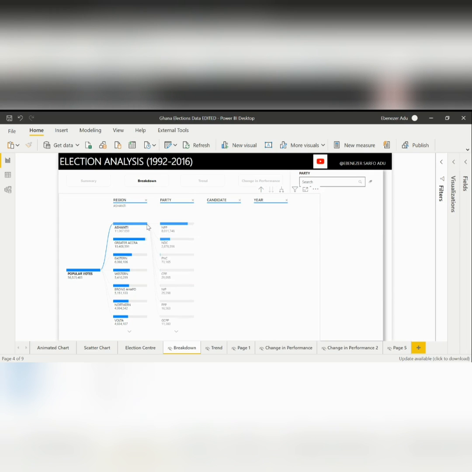Now let's look at Ashanti per party. The majority of the votes go to the NPP, NDC trailing, with PNC. Now let's break it down further into candidates: President Akufo-Addo, President Kufuor, and Adu Boahen. President Akufo-Addo has had the most votes, maybe because he's the one that stood in elections the most. Let's see by year. Consistently from 2008, 2012, 2016, he's been increasing in the Ashanti votes.